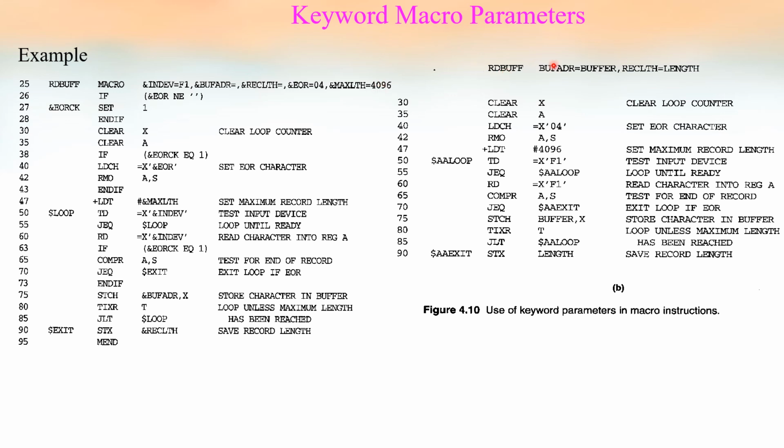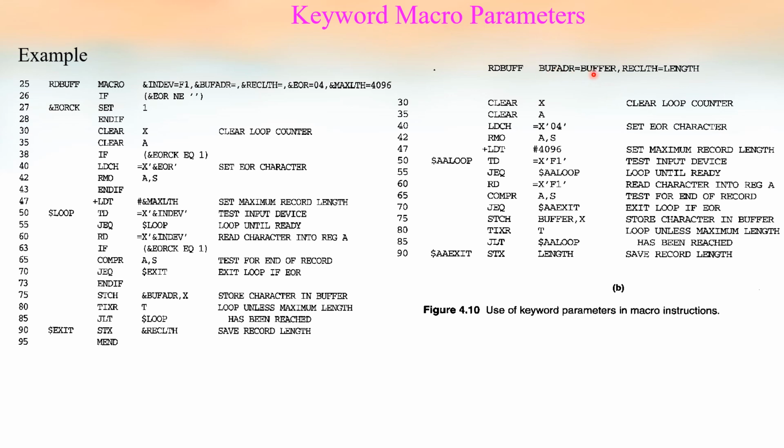So when I call this macro, whatever parameters I want to pass, only those parameters I need to write. For example, if I want to pass only the buffer address and record length, I can write BUFADR=BUFFER, RECLTH=LENGTH. Some variable names I can give. So that is about keyword macro parameters.